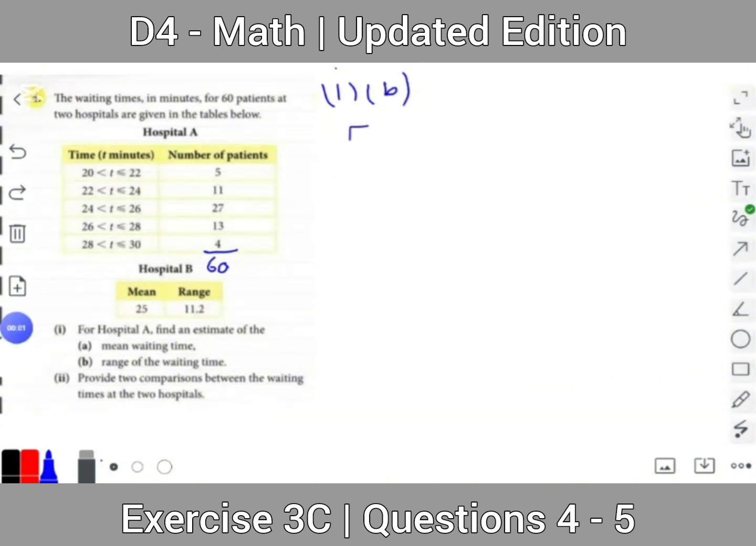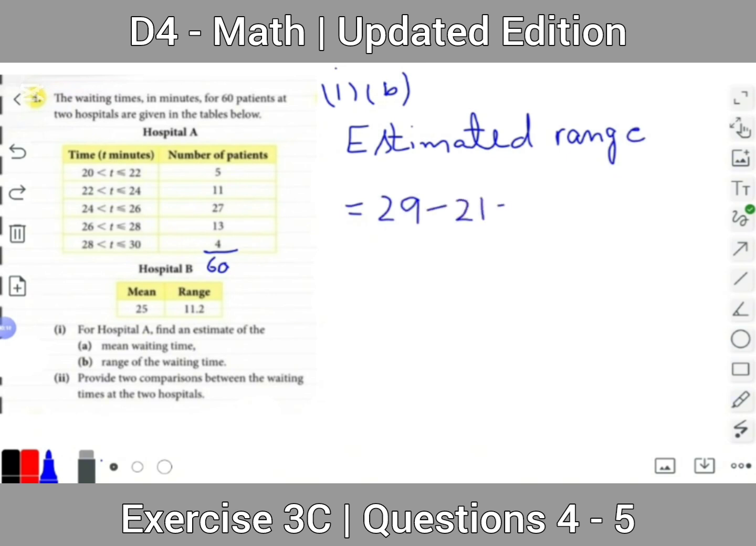And in part B, we have to find the estimated range. For this, we take the largest mid value minus the smallest mid value. So the largest mid value is 29 and the smallest mid value is 21, and it gives us 8 minutes. So the estimated range of the waiting time is equal to 8 minutes.